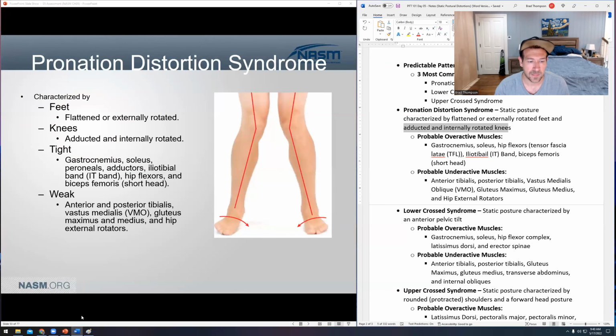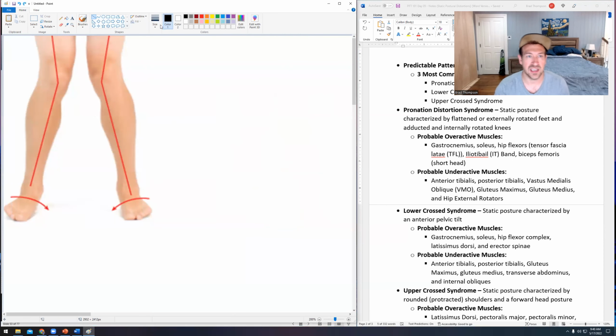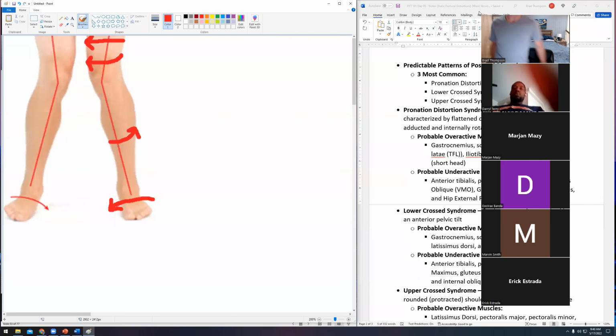So if we're looking at the feet, what we're seeing is just right here, right? You can see the feet are flattening down, right? We are seeing an external rotation of the tibia, an internal rotation of the femur, as well as adduction of the femur. And you guys will notice this, if you just try this right now, if you just stand up and stand with your feet at shoulder width apart, like a totally neutral position, just try to bring your knees together by itself.